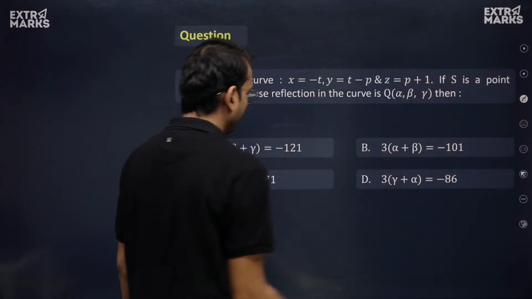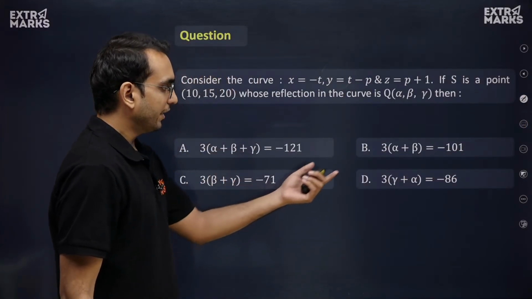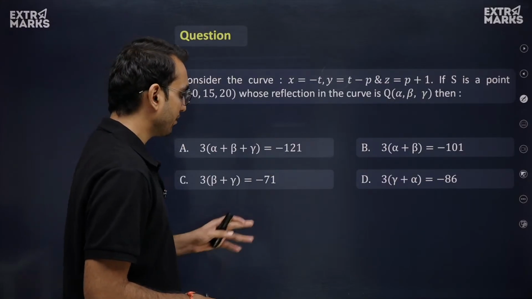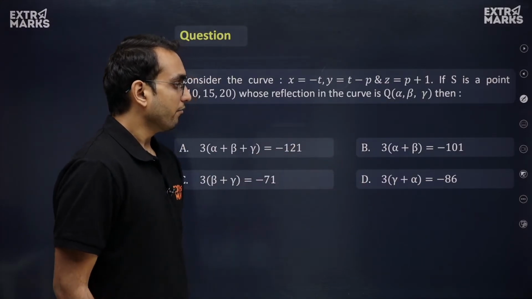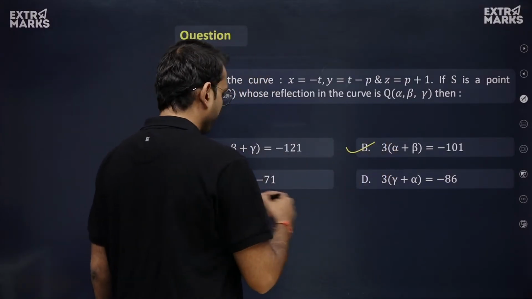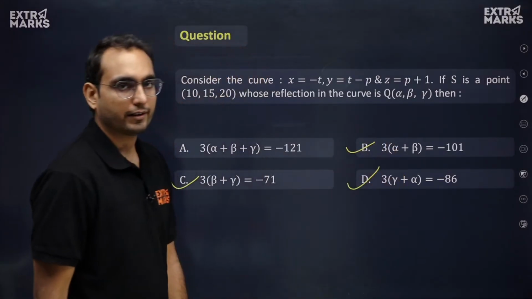So the options are 3 times alpha plus beta. You will know this because when you find the value of alpha plus beta plus gamma, you can verify every option, and the options are basically B, C and D, which actually matches, right?